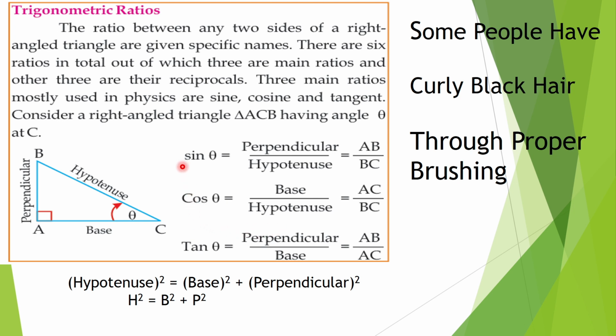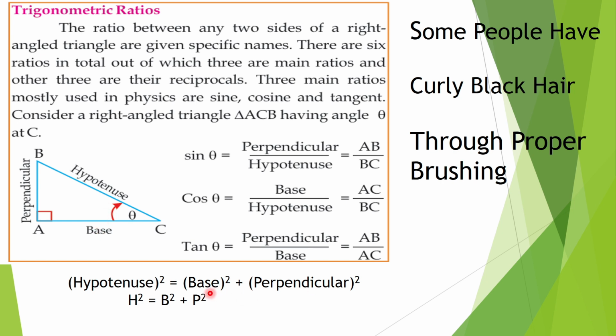So after getting all these things, now let's study hypotenuse square equal to base square plus perpendicular square. This is called the Pythagorean theorem. There was a Greek philosopher whose name was Pythagoras, and he gave this theorem. According to this theorem, hypotenuse square will always be equal to base square plus perpendicular square.